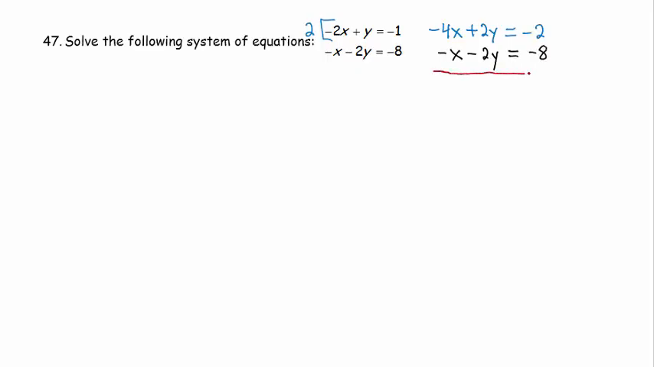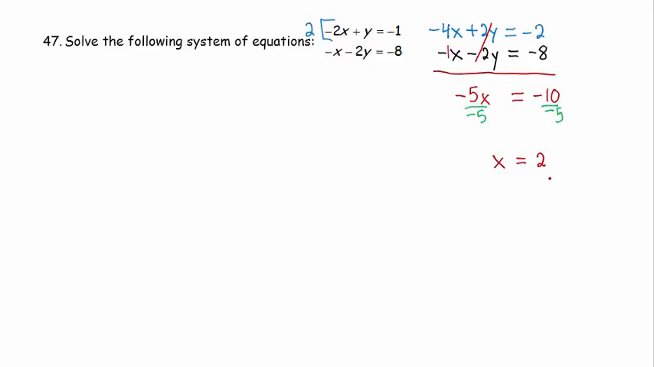Now adding these two equations together, I bring down that equal sign. Positive 2y and negative 2y add up to 0. Negative 4x and negative 1x make negative 5x. Negative 2 plus negative 8 equals negative 10. Dividing both sides here by negative 5, we get x equals positive 2.